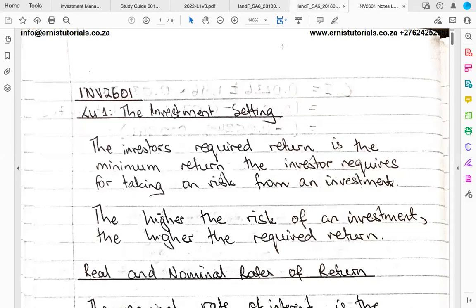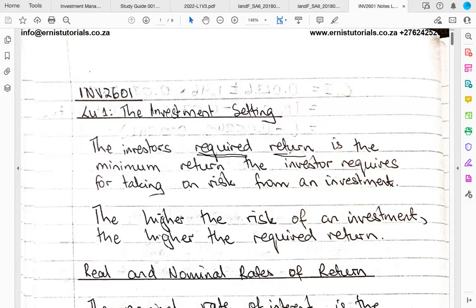So chapter 1, the first and most important thing you need to note with regards to the first chapter in this module, and in fact in this module in general, is the concept to do with risk and return. Risk and return is a really important concept in this module and in any other module, right? So you need to remember that investors have what we call a required return.